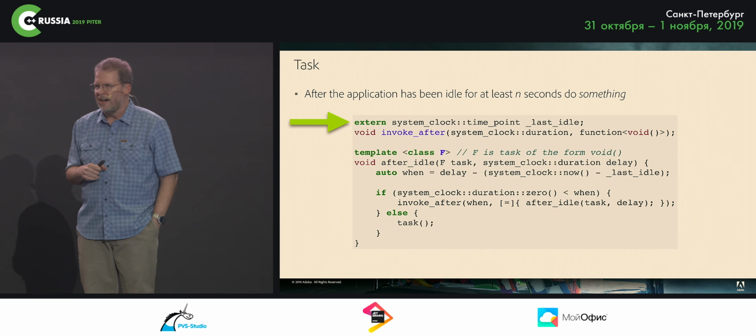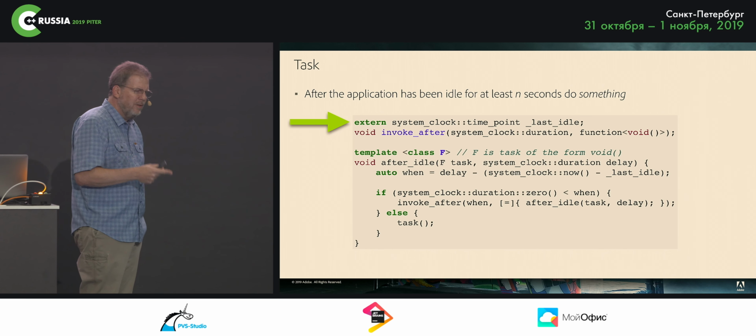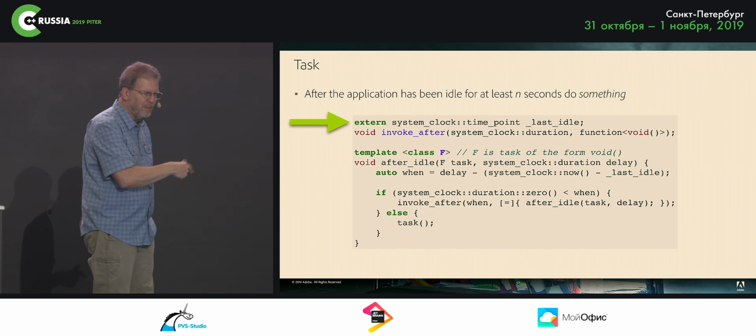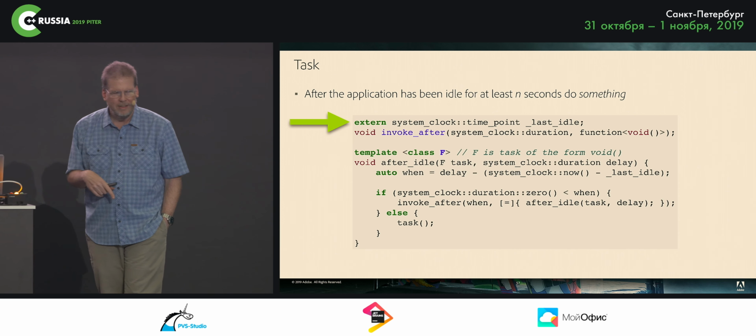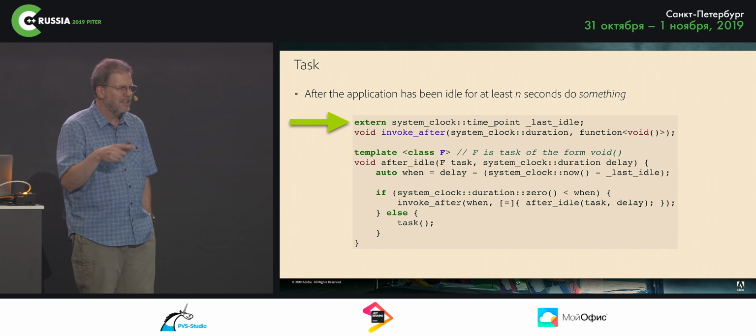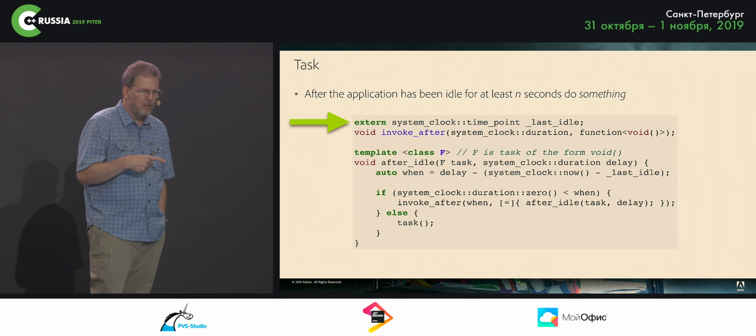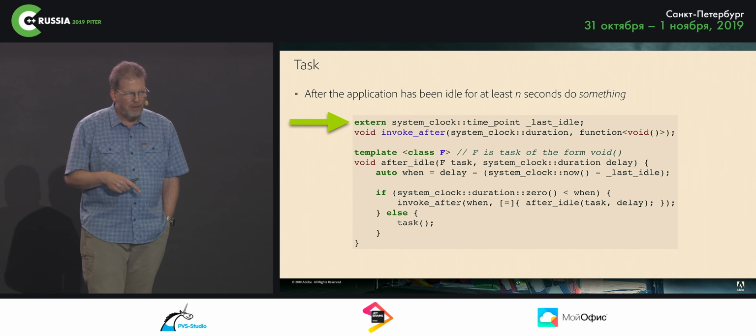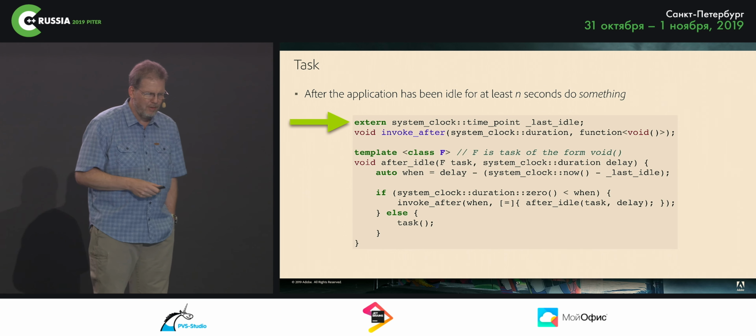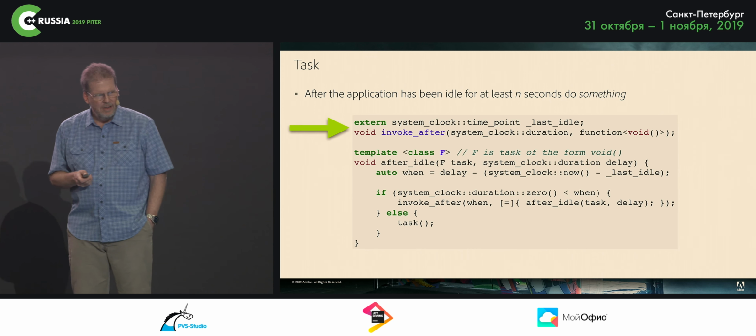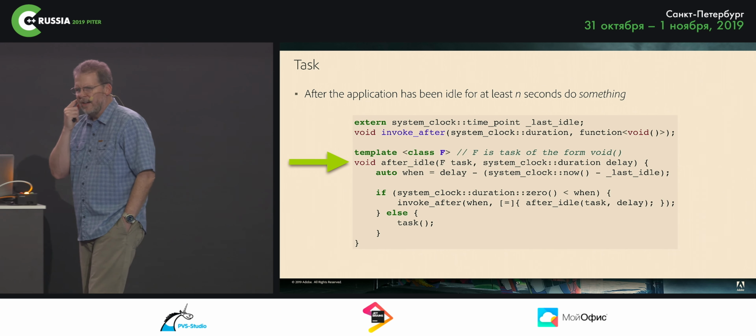So here's my first shot at writing this function. What I do is I say, okay, I'm going to need to know when the application has been idle for at least n seconds. So I'm going to need some time point. Maybe I'll stick it in a global variable for the last time my application was idle. And then I'm going to need some function that can invoke an operation after a duration. So I'll assume I can get that somewhere from my OS.